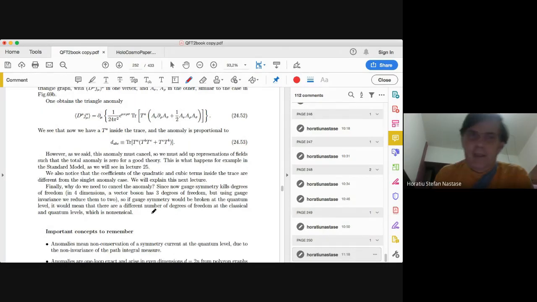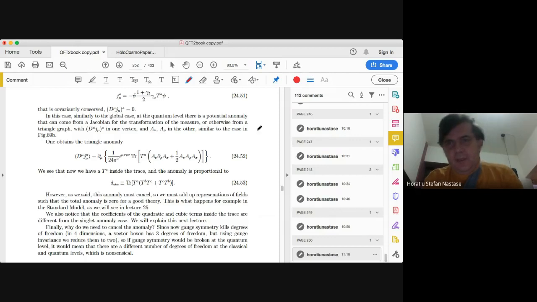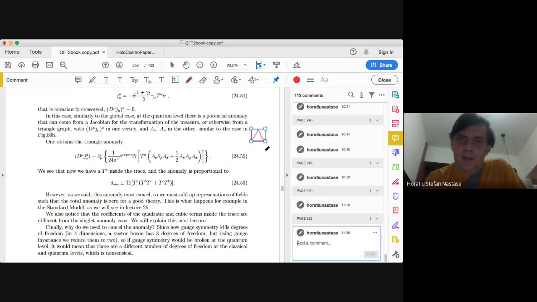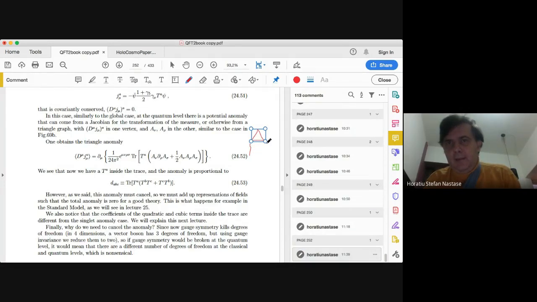So what is the meaning then of the gauge anomaly? Well, the gauge anomaly means we will obtain a term that is proportional to DABC, but there are contributions coming from this triangle anomaly I wrote, with external gauge fields here, and then the current.